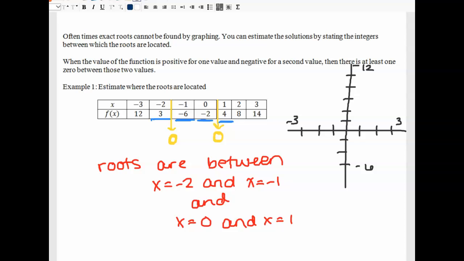So you have -3, 12. You have -2, 3. You have -1, -6. You have 0, -2. 1, 4. 2, 8. And 3, 14.